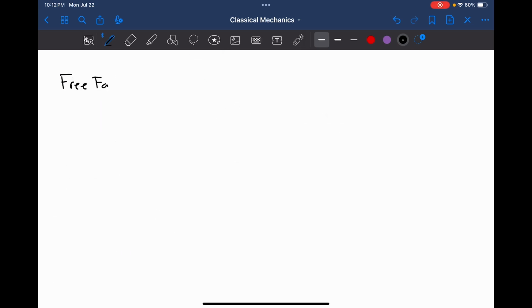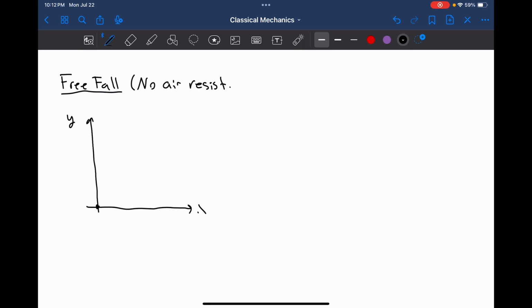The first example is free fall without air resistance. To set the problem up, we're going to start with a particle of mass m at the origin of our coordinate system. Here's our y-axis and here's our x-axis. And we're going to launch our mass m at an initial velocity v0 that makes an angle theta with the horizontal. The first thing we should do is identify our forces.